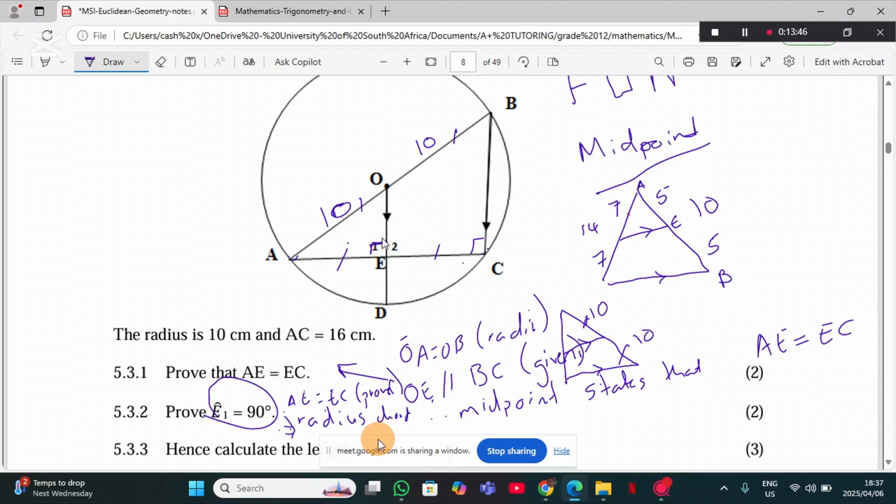Wait, so your point, you said it was what? Therefore, since AE and EC are equal, since this one and this one are equal, the radius chord theorem states that a line from the center, if it bisects a chord, is perpendicular to the chord. Therefore, E1 is 90 degrees. Oh, so you used theorem 1. Okay, yeah.